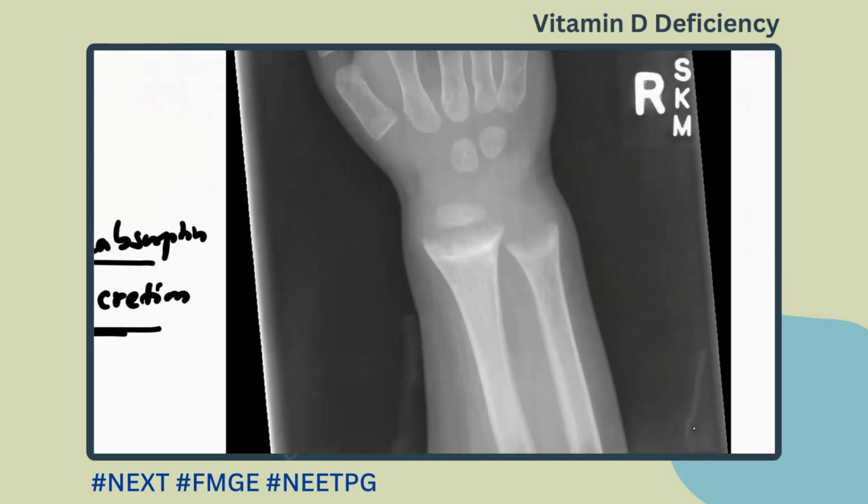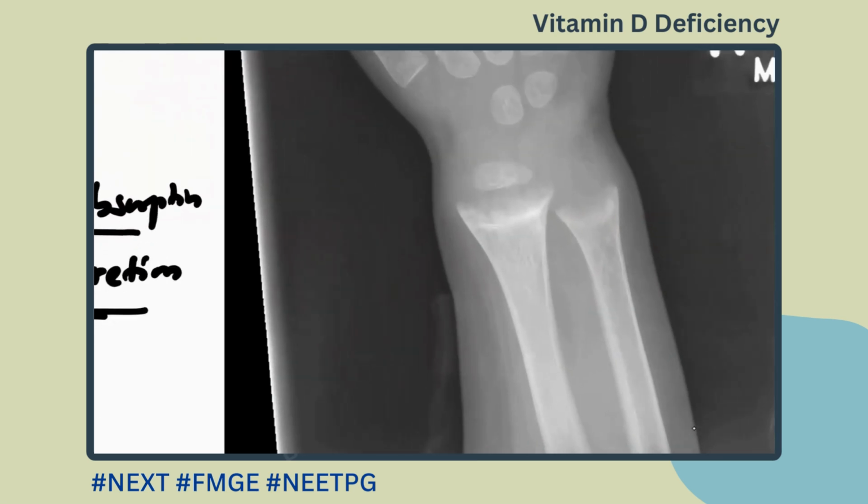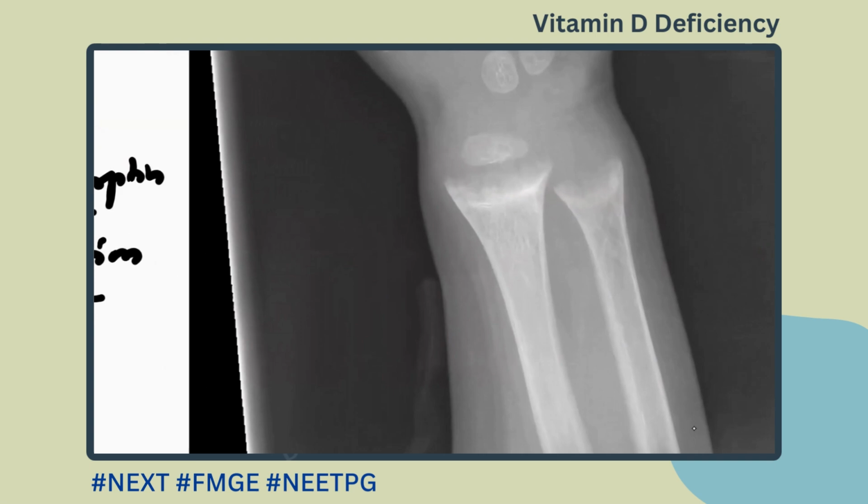This is an X-ray of a child with rickets, where you can see the metaphyseal region splayed out like this. So this is called splaying or cupping of metaphysis. You can see the metaphysis is getting cupped like this. All these are signs of rickets.